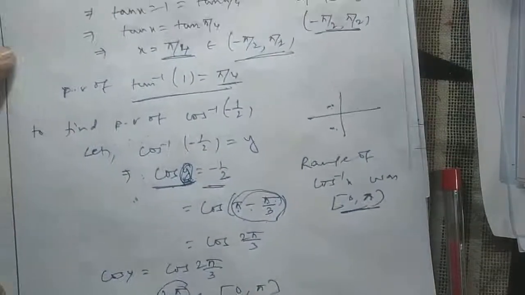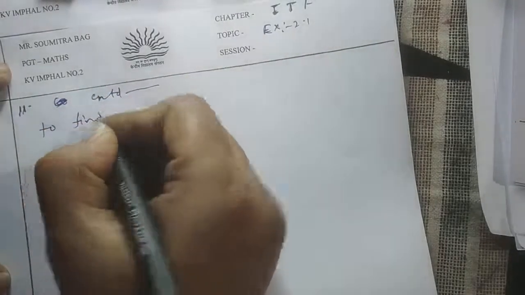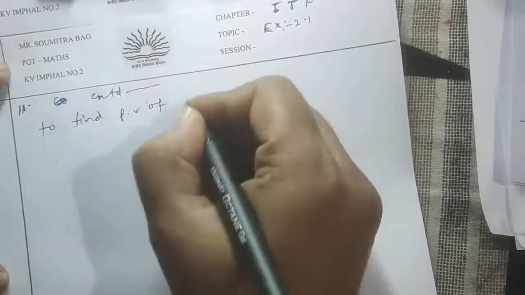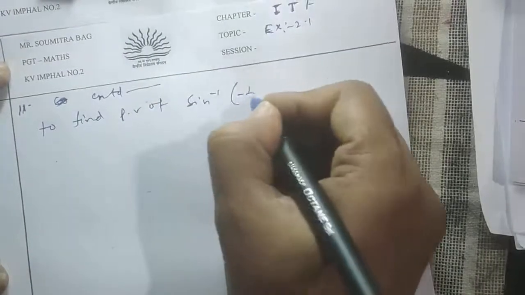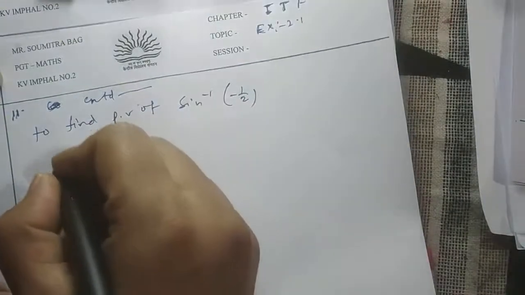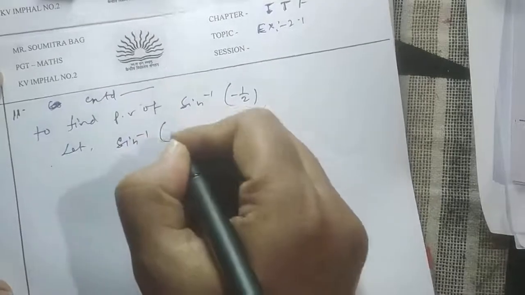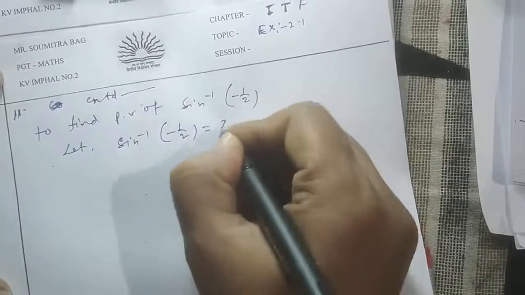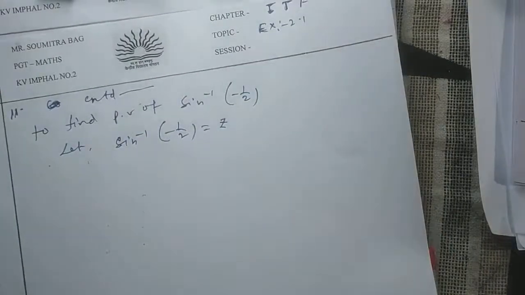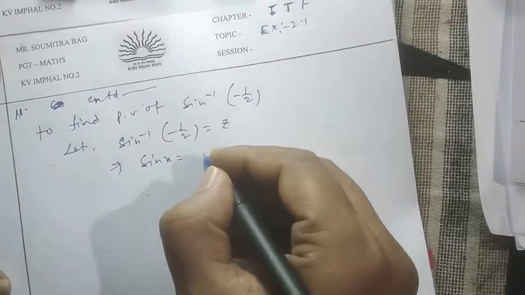Now let us find the last PV, the PV of sin inverse minus half, correct? In a similar way, let us assume sin inverse minus half is equal to z. Okay, so from here you can say sin z will be equal to minus half.